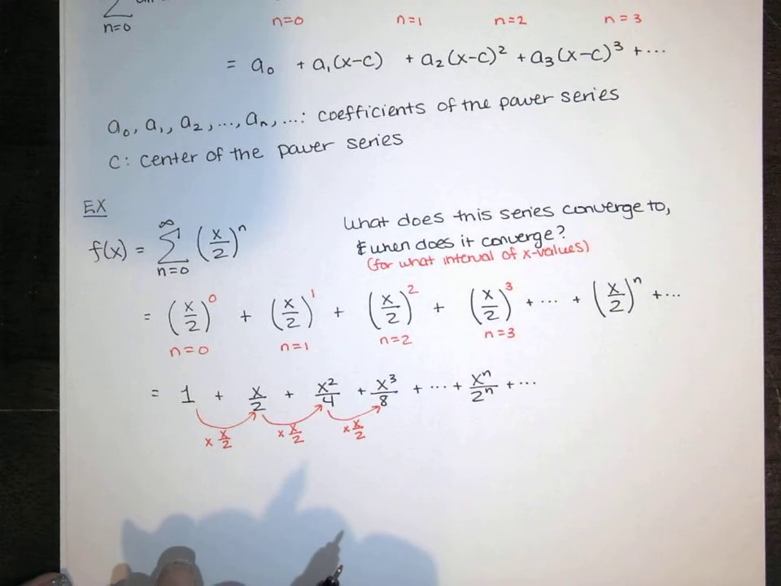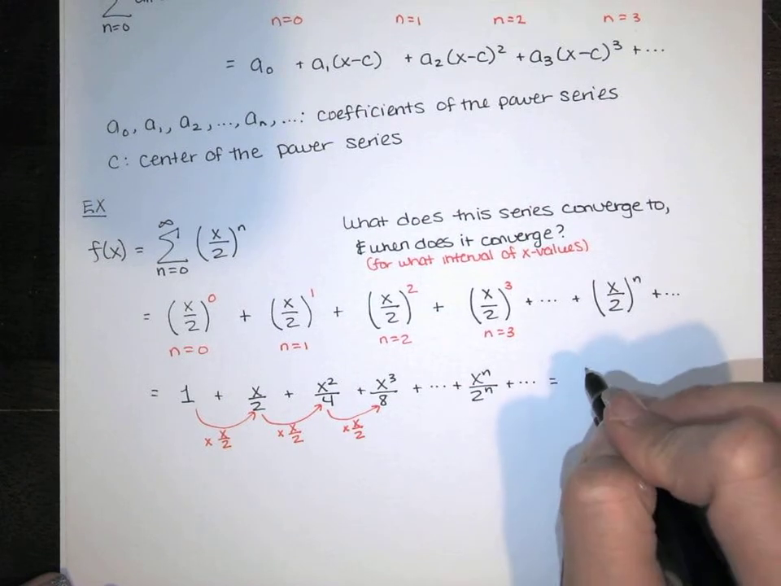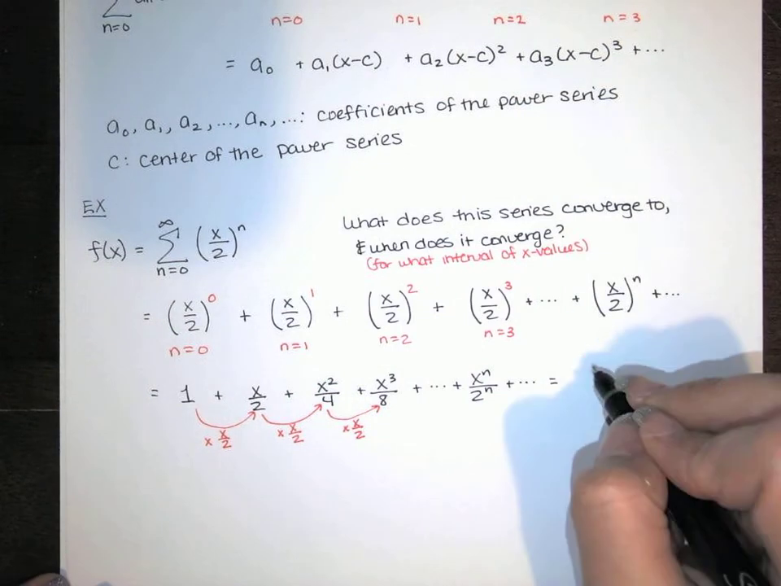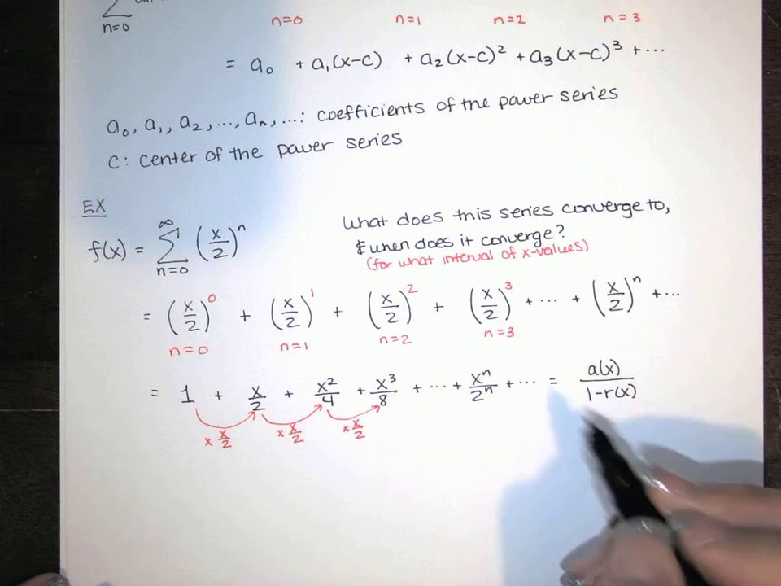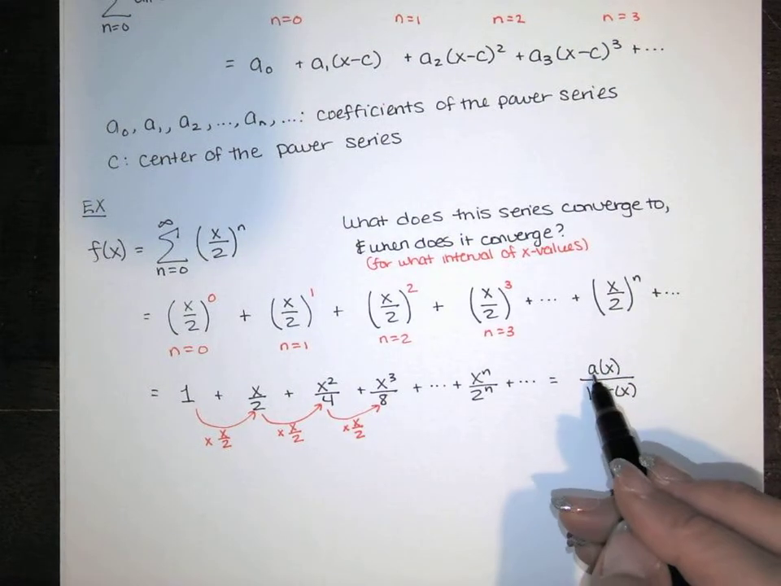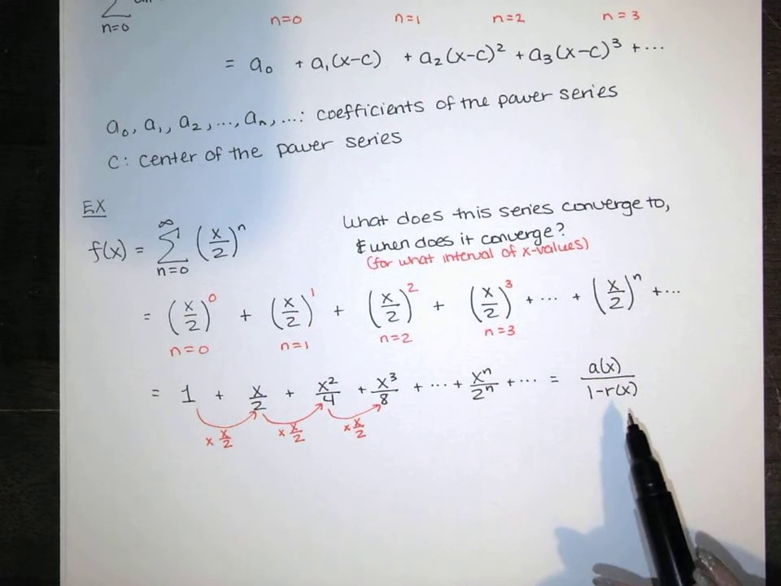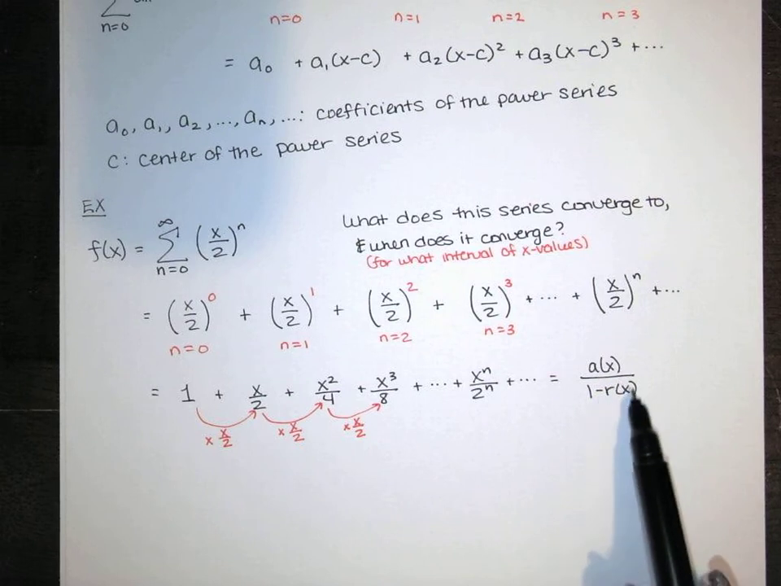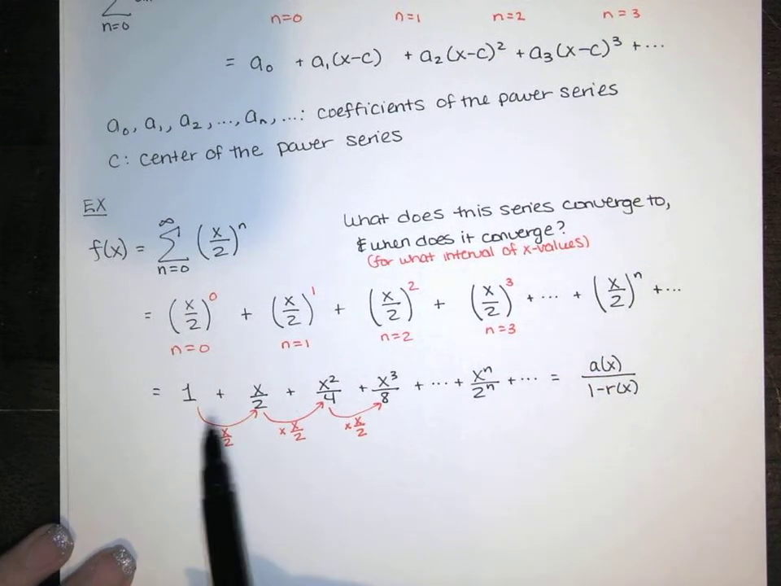But let's answer the first question first. What does it converge to? Well, in general, geometric series converge to a over 1 minus r. I'm going to write it a little differently. Whenever we're dealing with geometric power series, I'm going to call this a of x over 1 minus r of x. Now, a of x is not multiplication, that's a as a function of x. And r of x is not multiplication, that's r as a function of x. So this is a function of x, and that's a function of x. But this is the function of x that's the common ratio, and that's the function of x that's the first term of my series.